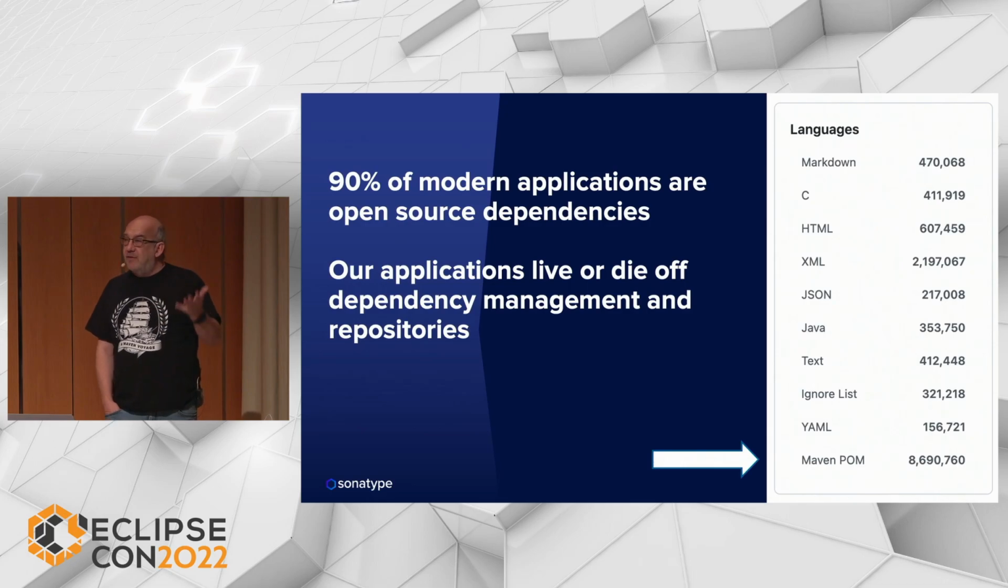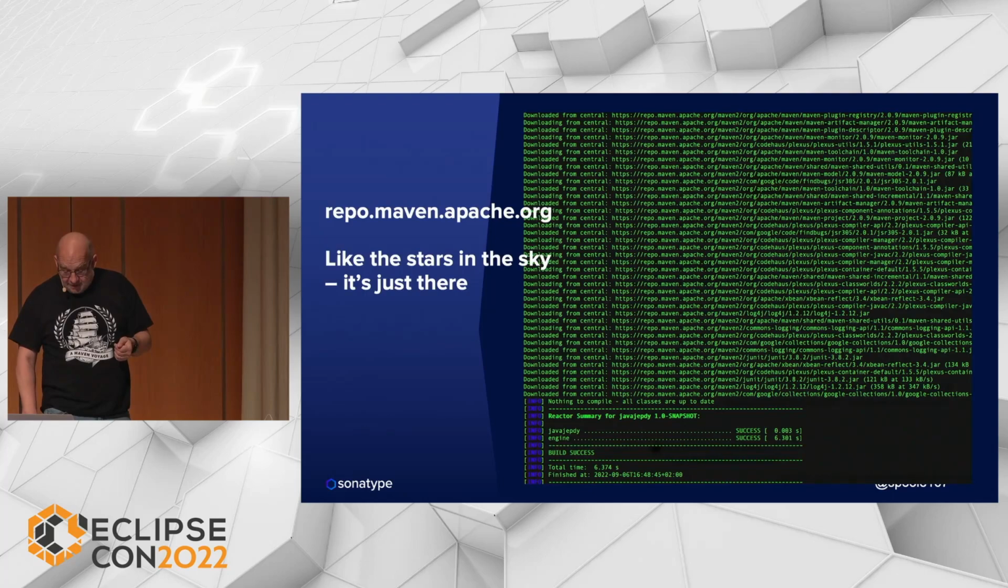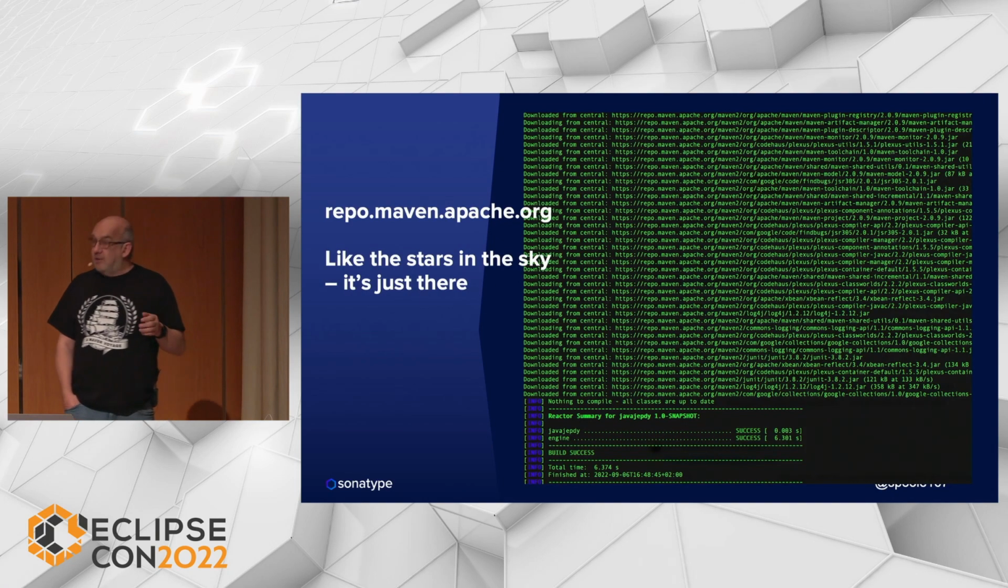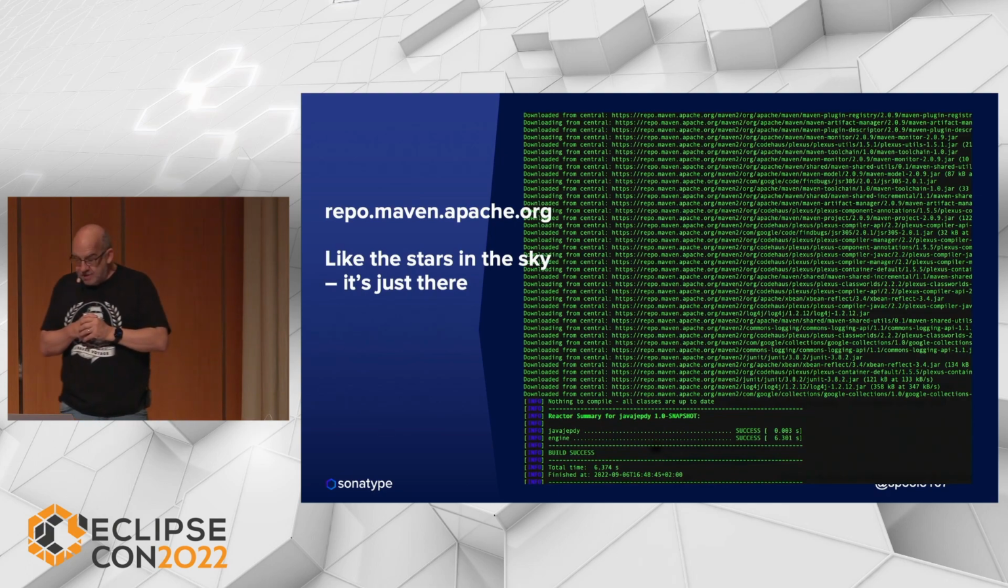And Maven Central is just there, isn't it? You pick one of these dependencies, you stick it in, you do Maven compile or something, and everything downloads, and you're done. You don't even think about it. Right? It's just there.